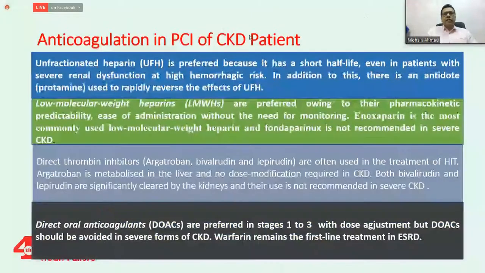In CKD patients, unfractionated heparin is preferred because it has a short half-life, even in patients with severe renal dysfunction, with minimum hemorrhagic risk. So you can use unfractionated heparin safely in CKD patients, and there is also an antidote present in our cath labs. Low molecular weight heparin, you can use enoxaparin. Also use bivalirudin. And direct thrombin inhibitors, argatroban and bivalirudin, can be used in your cath labs.